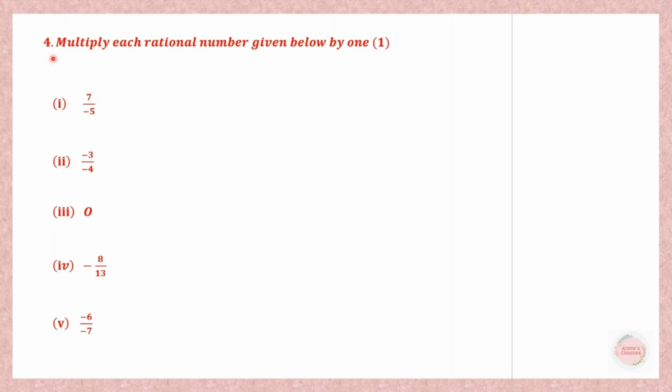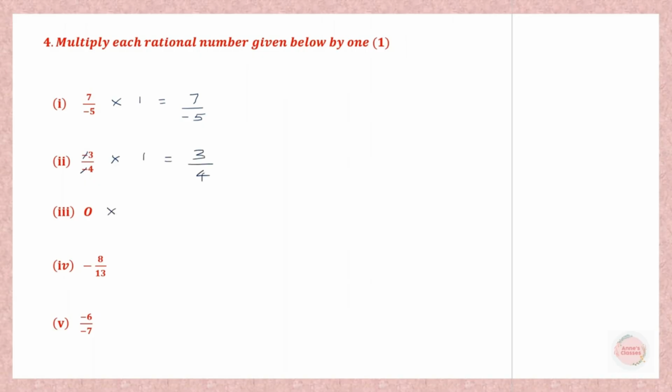So this is our answer, minus 411 by 160. Question 4. Multiply each rational number given below by 1. We have all these rational numbers. We're going to multiply each number by 1. And we know that when we multiply any number by 1, we get back the same number. So this is 7 by minus 5. Now look at the next one. Minus 3 by minus 4. We can cancel off the minus signs. Into 1 will give us 3 by 4.